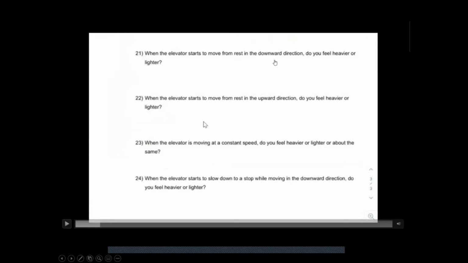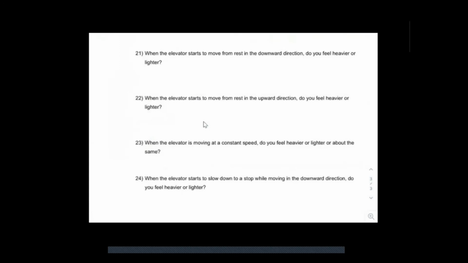So when the elevator starts to move from rest in the downward direction, you'll feel lighter. Why? Because when the acceleration is in the downward direction, you've got mass. So what is mass? Mass is the measure of inertia. In essence, that's what the scale is trying to measure. It's the measure of tendency to retain initial motion. And because the body wants to retain its initial motion, it's going to resist change of motion. So by the amount of mass that you have, you will resist the change of motion.